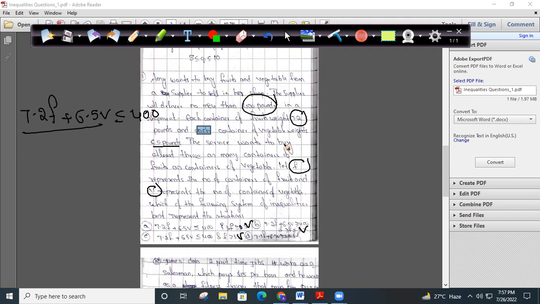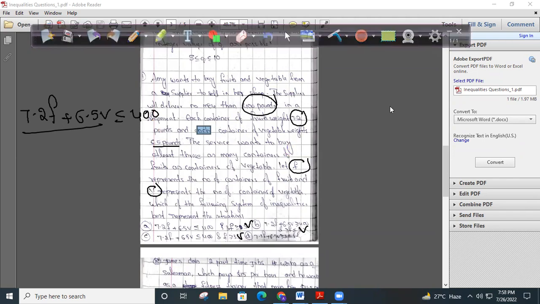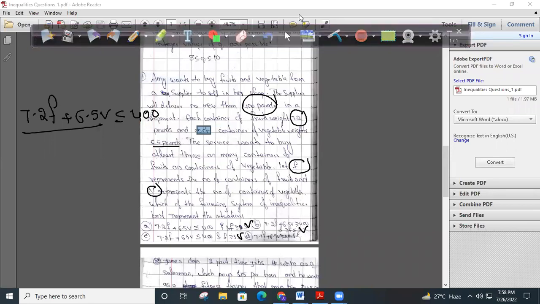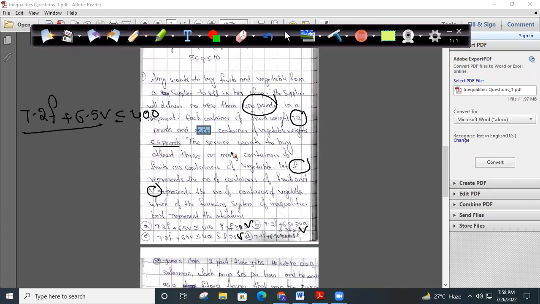Now the next condition. What is the condition that they have given? The next condition is, the service wants to buy at least thrice as many containers of fruits as containers of vegetables. So how many fruits do you want to buy? People are giving me different answers, which is very good. At least thrice as many containers of fruits as containers of vegetables.